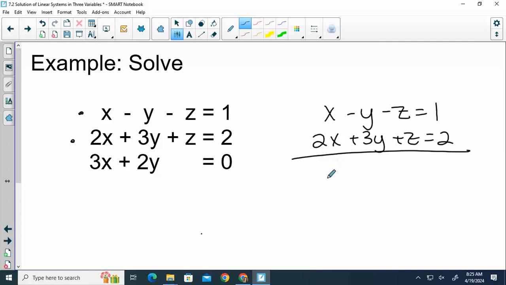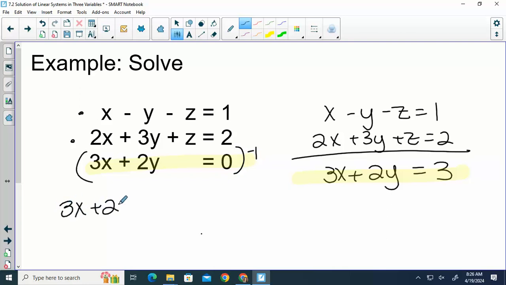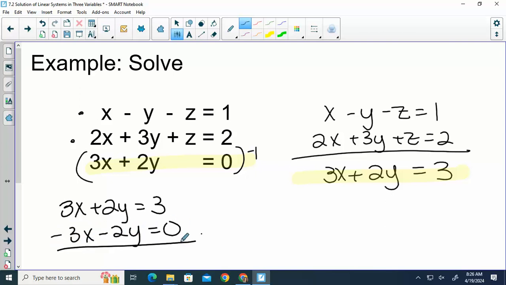If I add those, we get 3x plus 2y equals 3. So now here's an equation with x and y, here's an equation with x and y. If I want to put those together, we take one of them times a negative 1, and we add them together, and we get 0 equals 3.